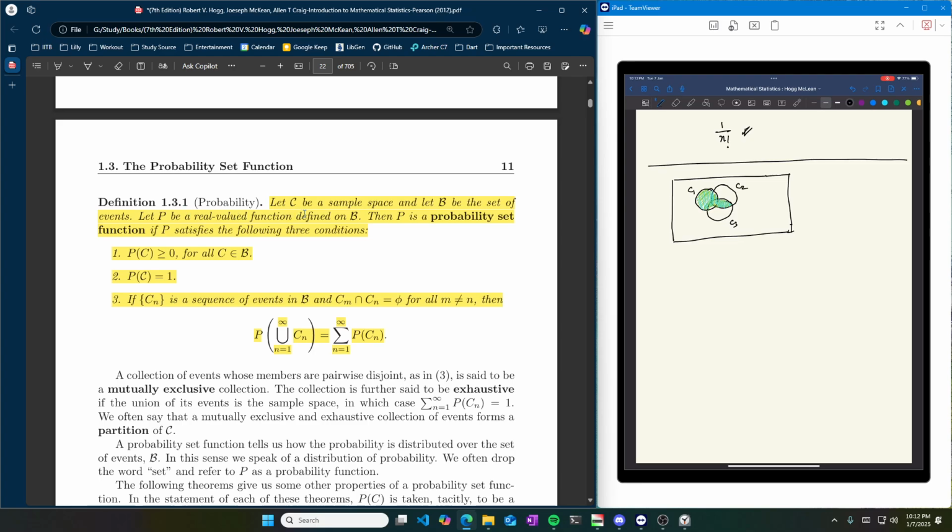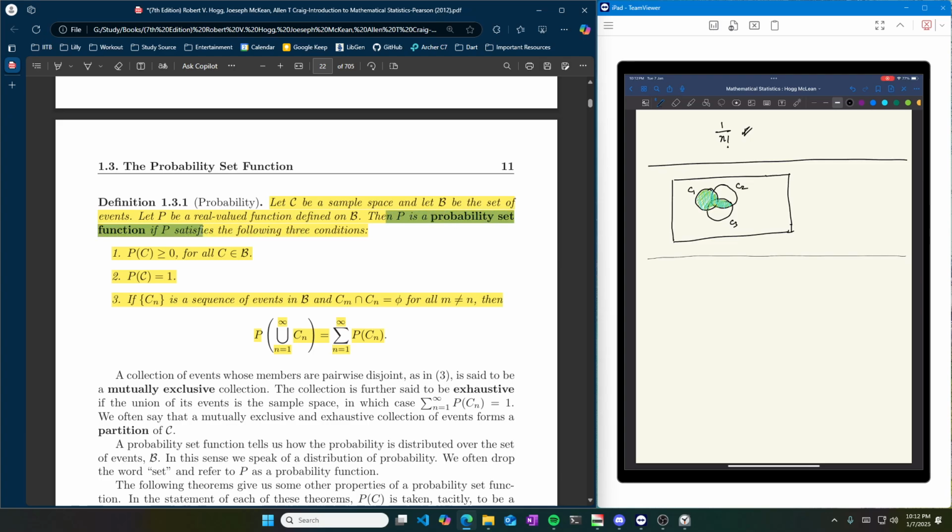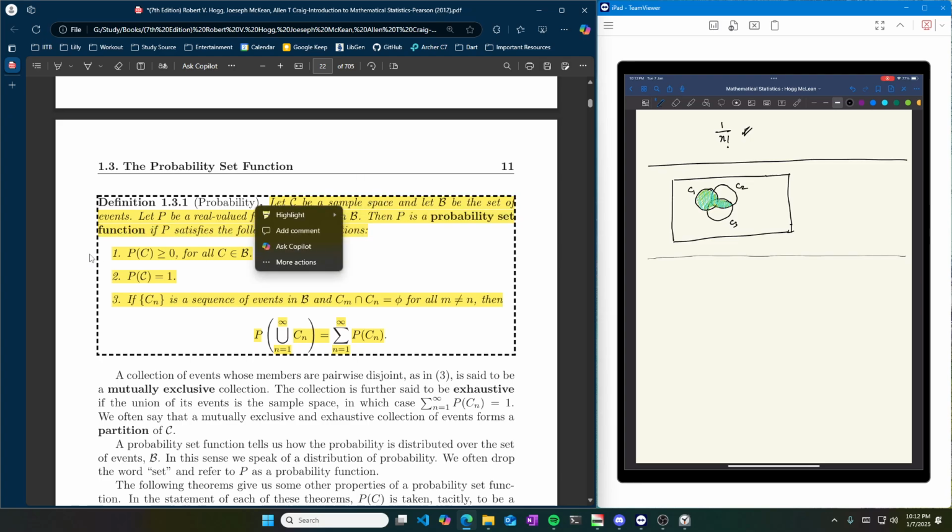Probability definition. What is the definition of probability? Okay, I won't write it down. I'd read through it first, and I'll explain some of it. So C be the sample space, and B be the set of events. Okay, B is the exhaustive set of events, right? And P be the real valued function defined on B, and then P is a probability set function if it satisfies the following conditions.